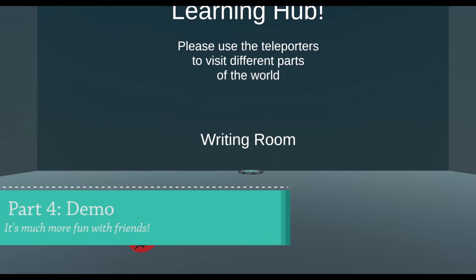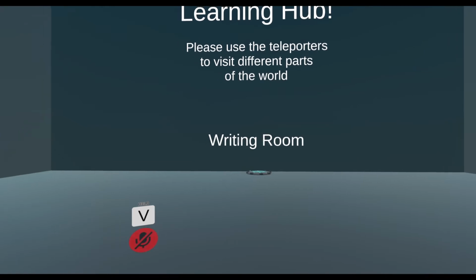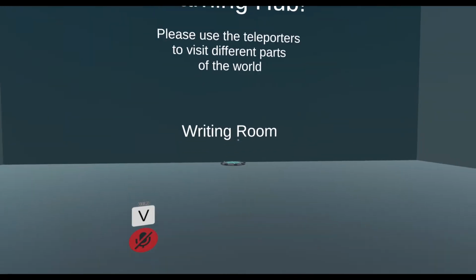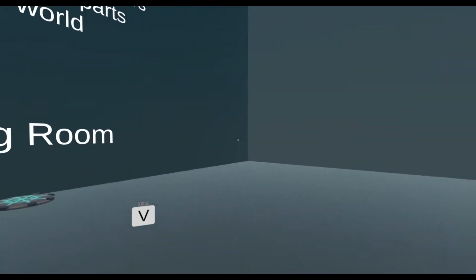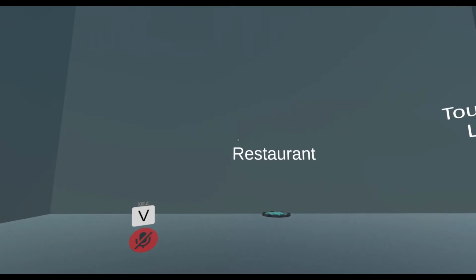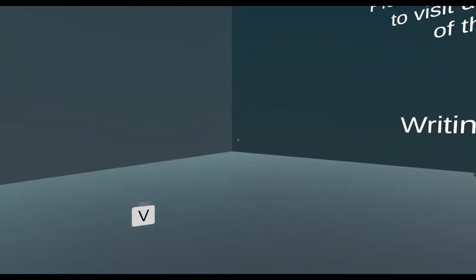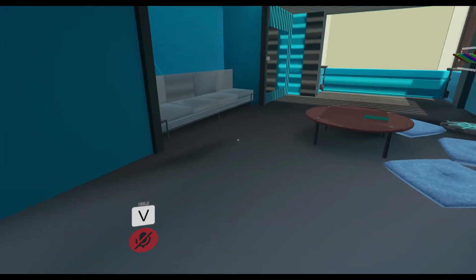From this point in the video, I will now begin showing you around the Learning Hub world. If you start here, you should see a welcome message, and you'll also notice that there are different rooms to go to. There's the writing room, the city, the restaurant, touch and listen, and the theater. I will first begin by going to the writing room.